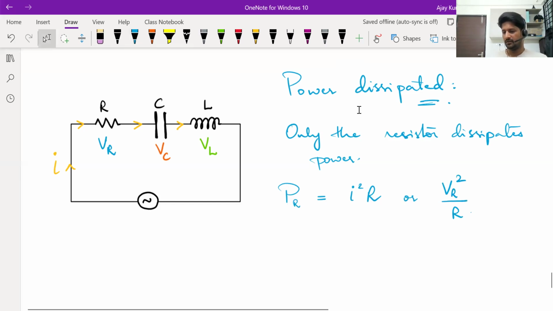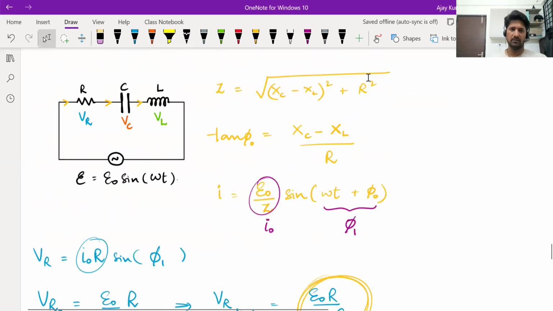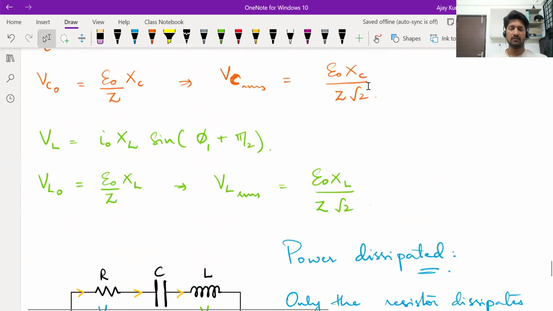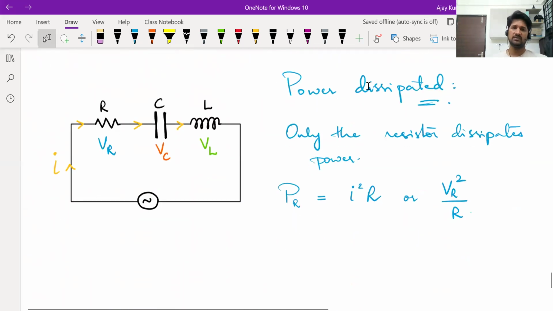Okay. Now it's an AC circuit. Current will be varying. Voltage across the resistor also will be varying. We derived elaborate equations for all of them. Okay. From time to time, they keep changing. Therefore, the power dissipated also keeps changing. And we'll be interested in average power dissipated.